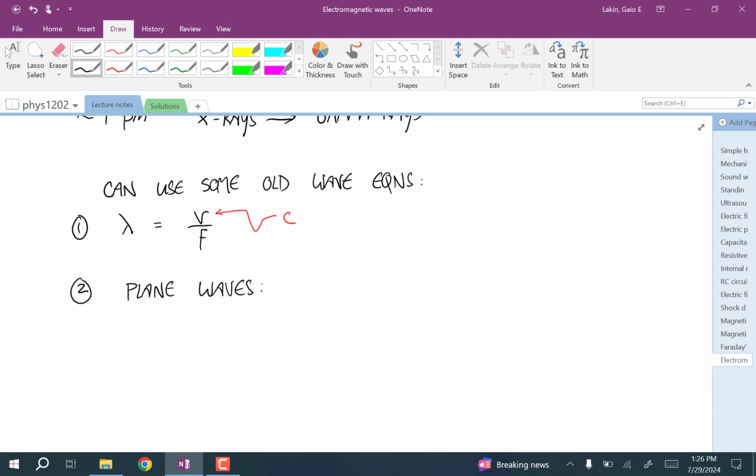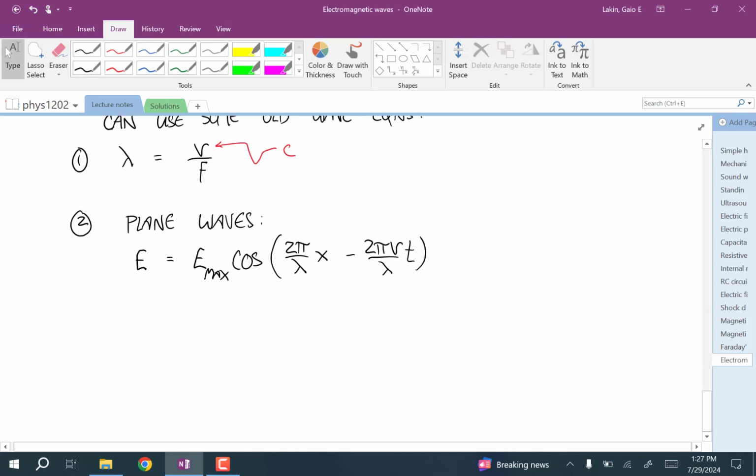And so we can use the forms that the magnitude of the electric field is equal to that maximum value times the cosine of 2 pi over the wavelength times x minus 2 pi v over the wavelength times t. Okay, and so there are cases where you can use this equation to figure stuff out about the speed, the wavelength, and similar equation for the magnitude of the magnetic field.